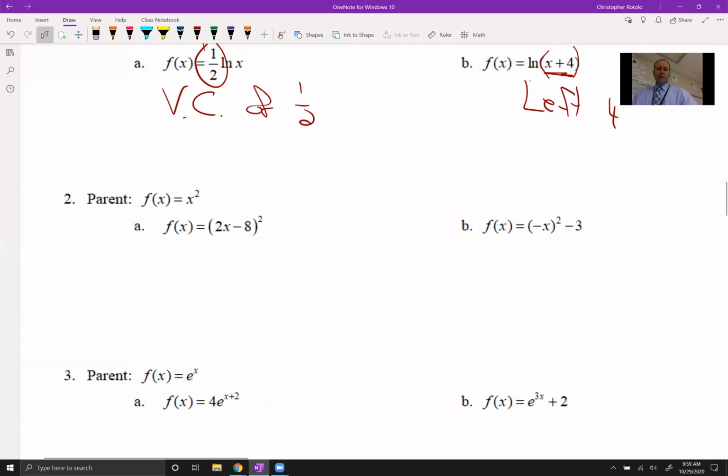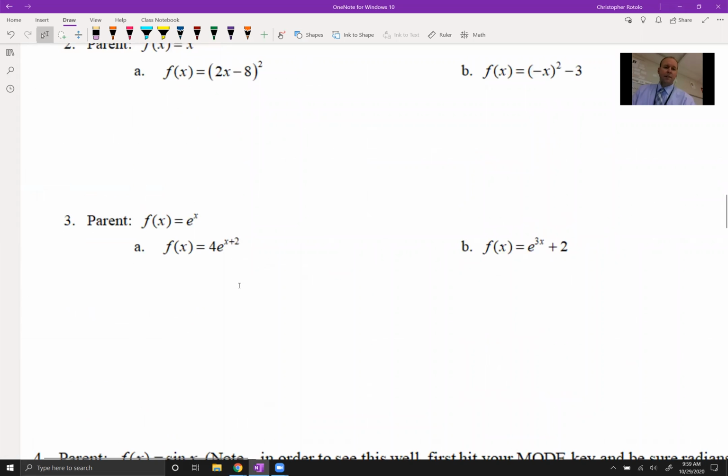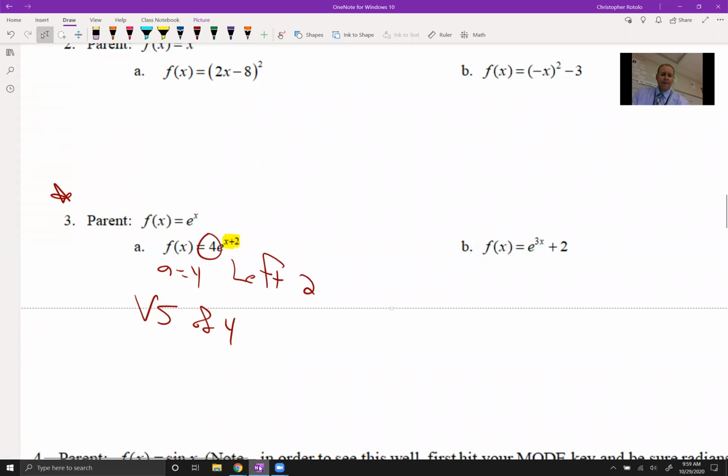Oh my goodness, I got ahead of myself there. All right, we'll skip, we'll come back to it. I'm going to highlight this part right here because that's what we're talking about. This means left 2 units. And we had said this was an a equals 4, so that's a vertical stretch of 4 because it was not listed anywhere else. All right, so that gives us our first one. I promise we'll go back to those other ones.